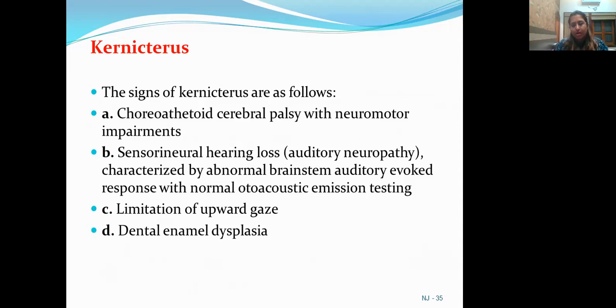So signs of kernicterus are as follows: choreoathetoid cerebral palsy with neuromotor impairments, sensorineural hearing loss or auditory neuropathy, which is characterized by abnormal BERA. However, there could be a normal response in otoacoustic emission. There is a limitation of the upward gaze and dental enamel dysplasia.